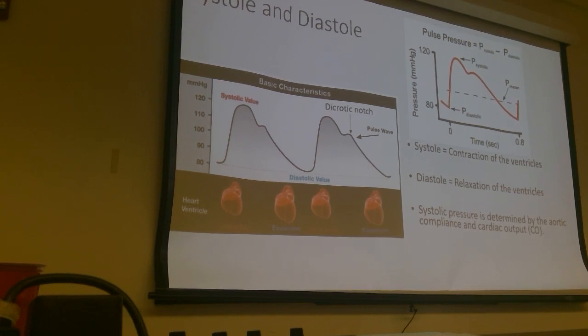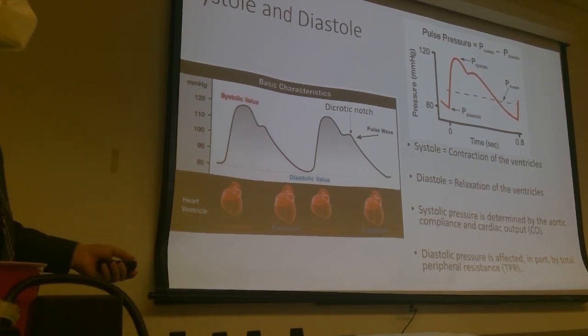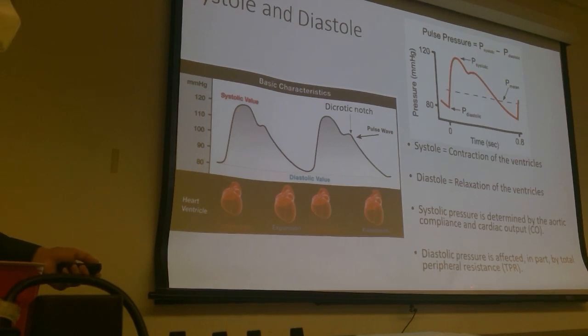Any questions so far? All right, so diastolic pressure is affected in part by what's called the total peripheral resistance. We mentioned this before. This is essentially how much resistance is on the arterial side of things. So remember, we have our capillary sphincters that can be constricted or dilated, and that will influence peripheral resistance. That influences how much blood can get back to the heart, how much blood is in the venous system, and that influences our diastolic blood pressure.